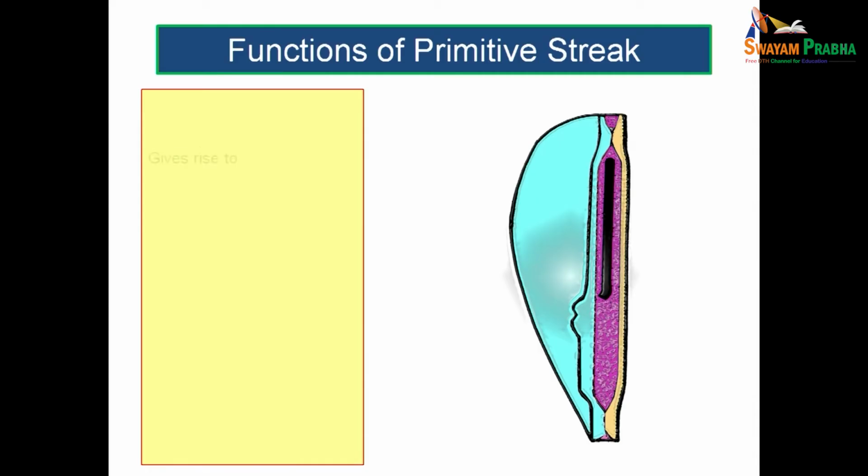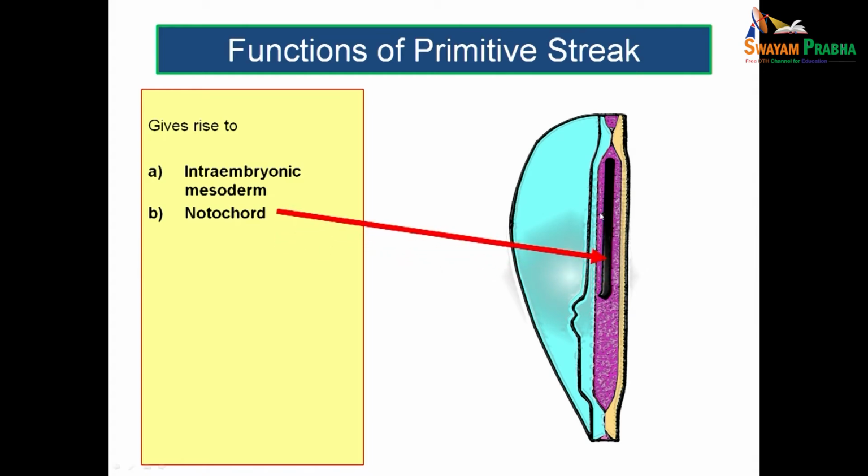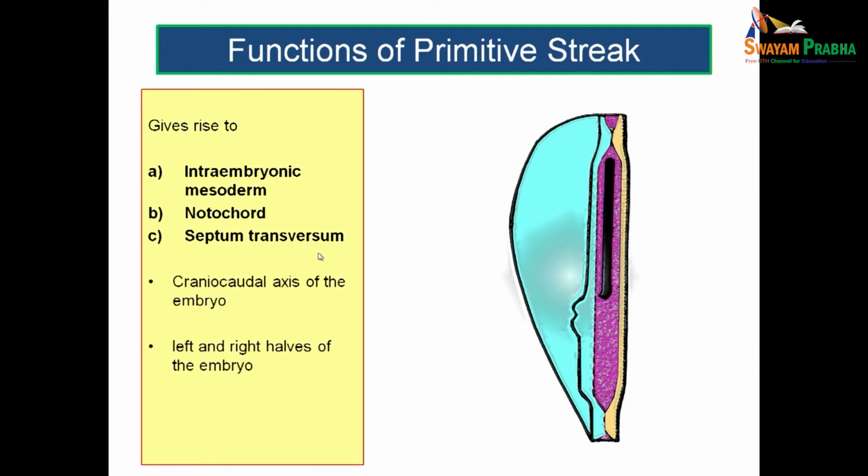Now, what are the functions of the primitive streak? We have already mentioned the formation of the intraembryonic mesoderm. So the first point is, it gives rise to the intraembryonic mesoderm. Then it gives rise to the formation of the notochord. In the midline, you can see a dark process extending from the primitive streak to the cephalic end, up to the precaudal plate. That is known as the notochord. Again, towards the cranial end, a tissue known as the septum transversum is also formed.